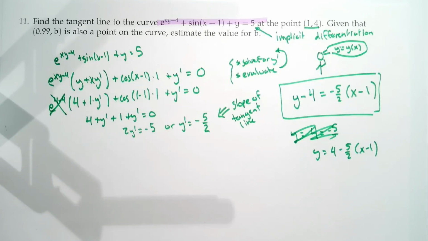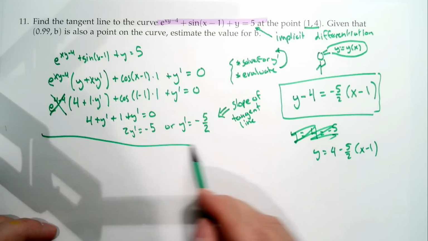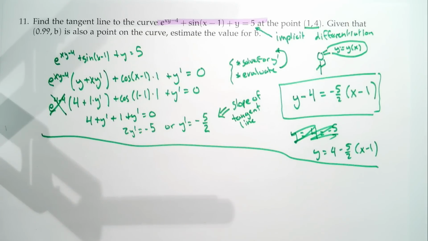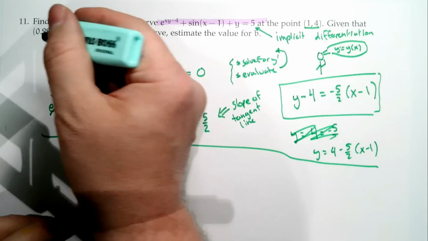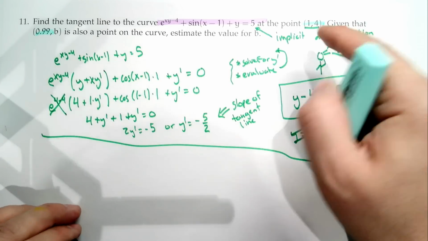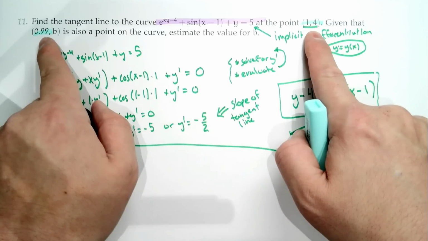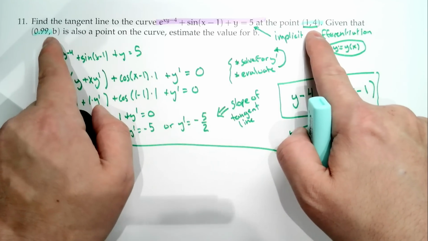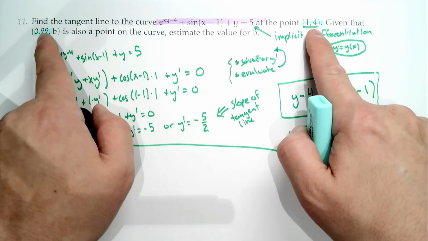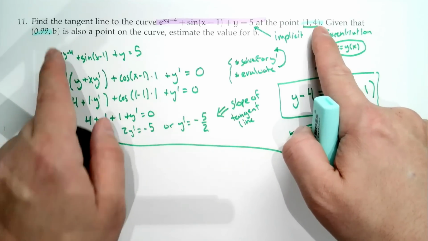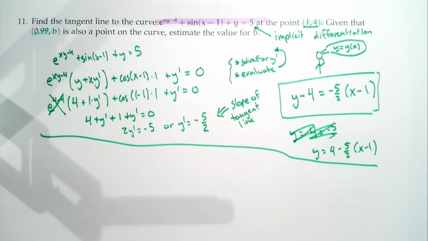Now we get to the second sentence. So we just did the first sentence. Because really, there's two pieces going on here. So the second sentence, we're told that 0.99 comma b is also a point on the curve. Now, notice something about 0.99, b versus 1 comma 4. Well, 0.99 is very close to 1. That's not a coincidence. So what we're saying here is that I have a point nearby that's also on the curve. And I want to get an idea of where b should be, what the value of b should look like.